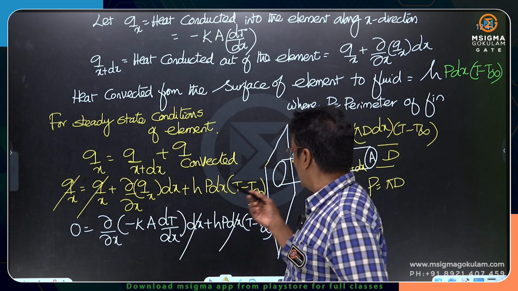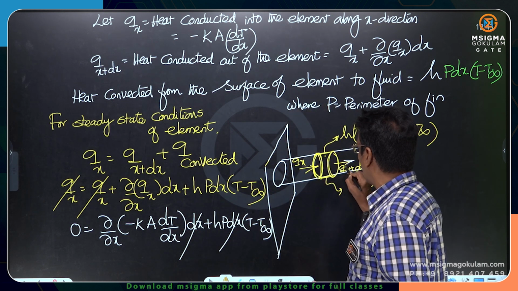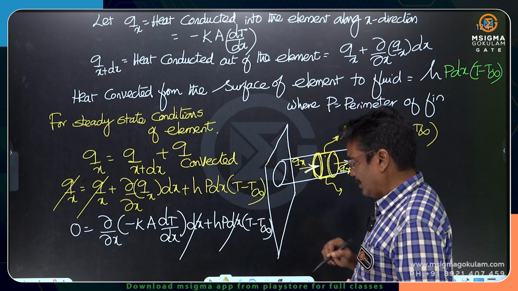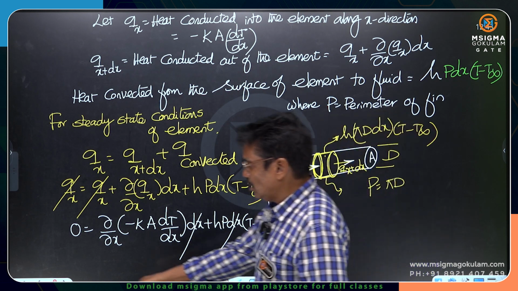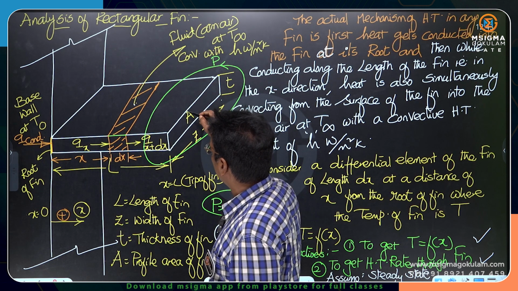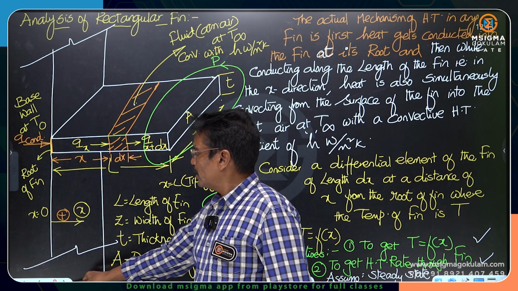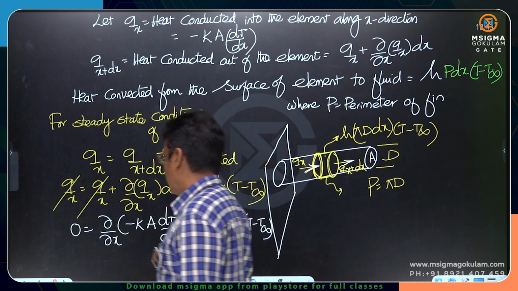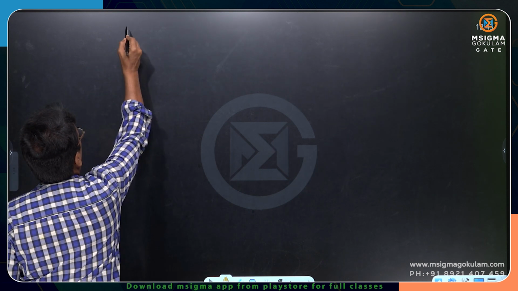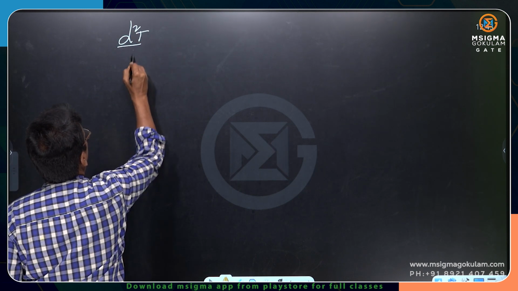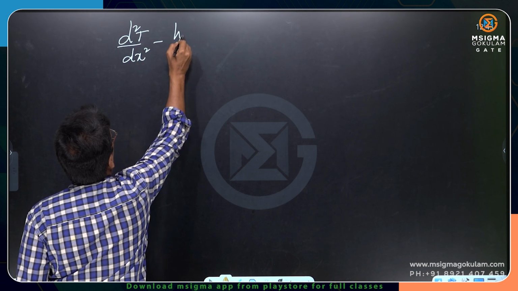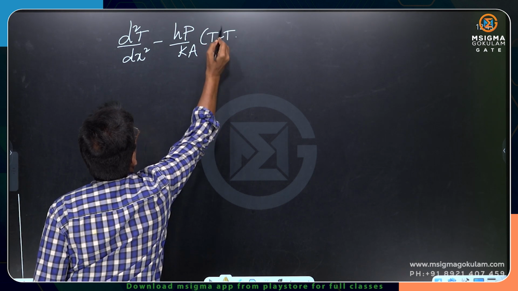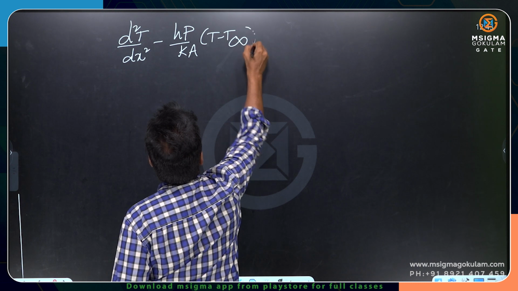A is the profile area. So look at this. A is the profile area perpendicular to the direction of conduction. That is also a constant. Here the profile area is marked here. Profile area is A, which is also a constant. So kA, I can take it outside the bracket and I can divide throughout with kA. The resulting differential equation will be d square T by dx square minus hP by kA into T minus T infinity is equal to 0.